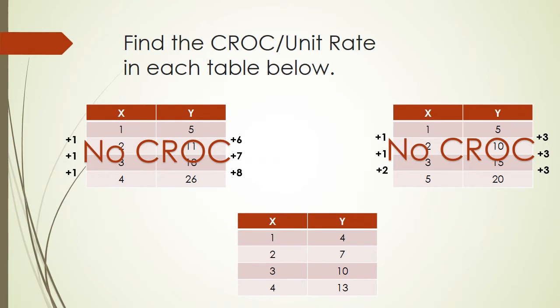Let's look down at the bottom one. 1 in the x for an increase, 3 in the y for an increase. That pattern holds every time we go down. This would have a CROC of 3. So those are simple ways that we can find the unit rate or the CROC by looking at a table.